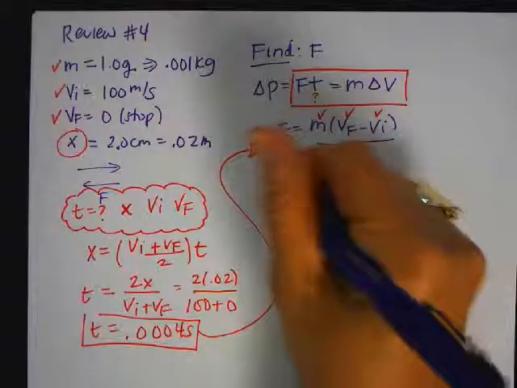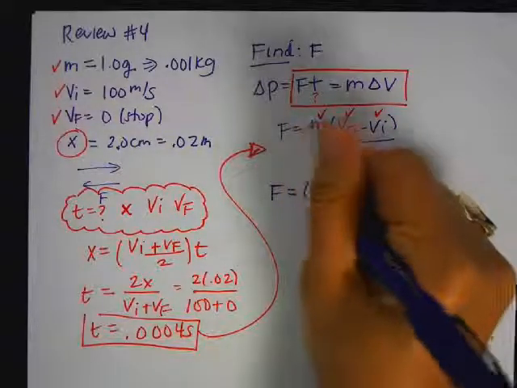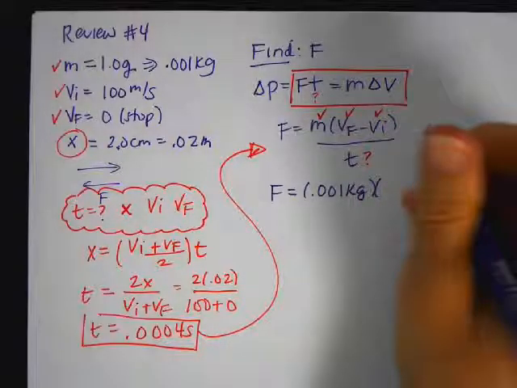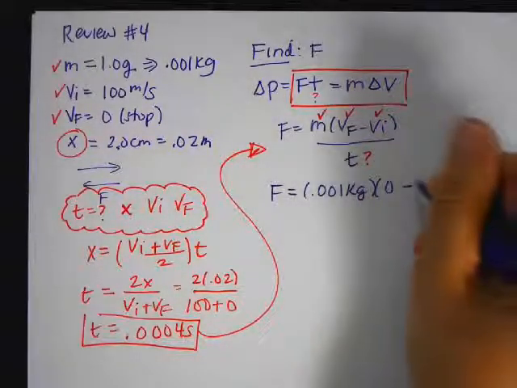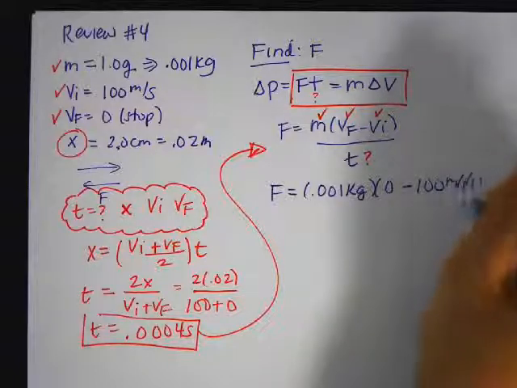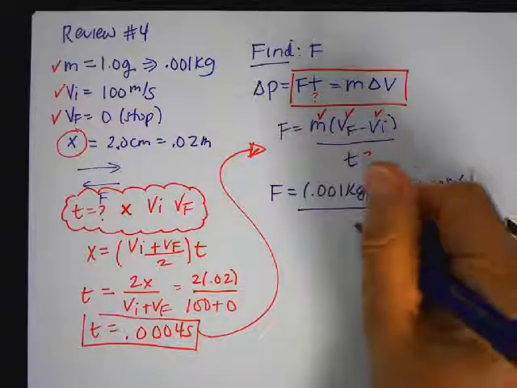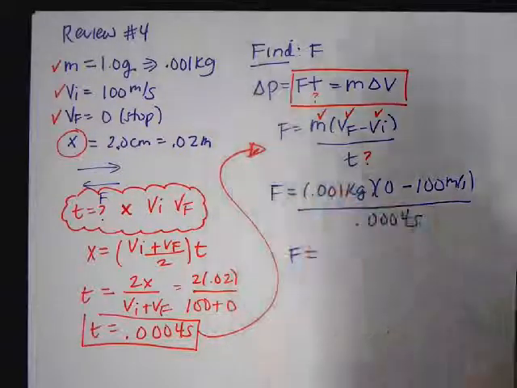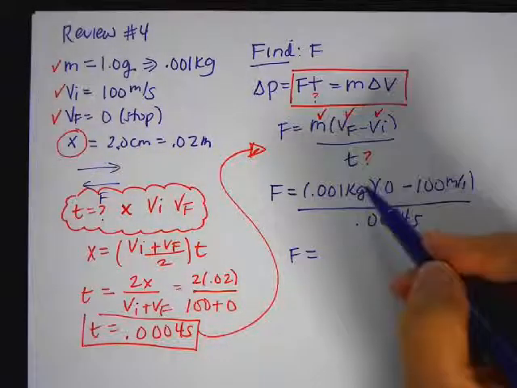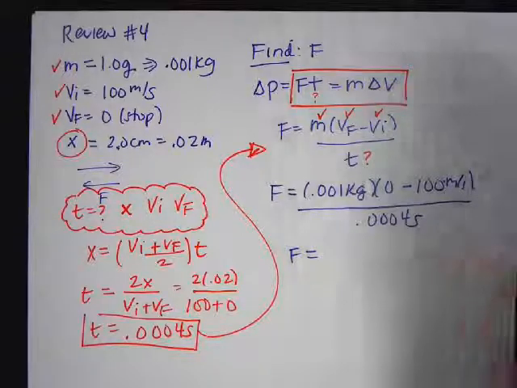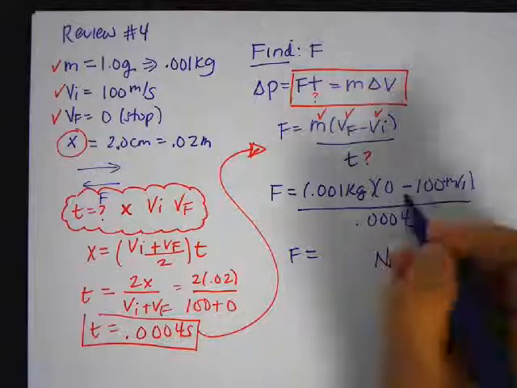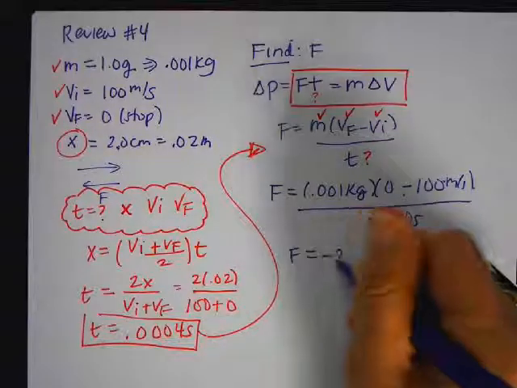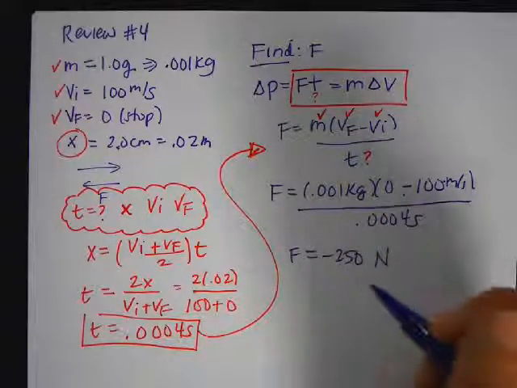So once I get this t, then I can substitute it in here. And then I would have F is equal to m, 0.001 kilograms, times vf, which is 0, minus vi, which is 100, divided by my time, which is 0.0004 seconds. So my force, I have a kilogram meter per second squared, which is a Newton. This negative sign makes the whole answer negative, so it comes out to be negative 250 newtons.